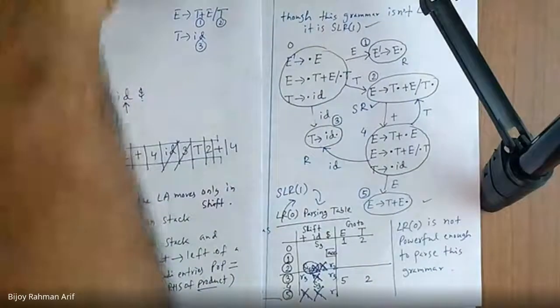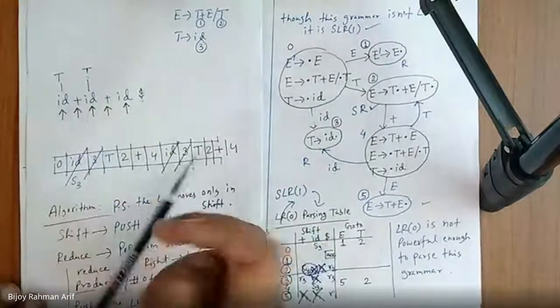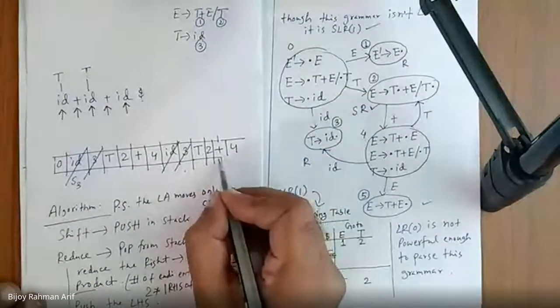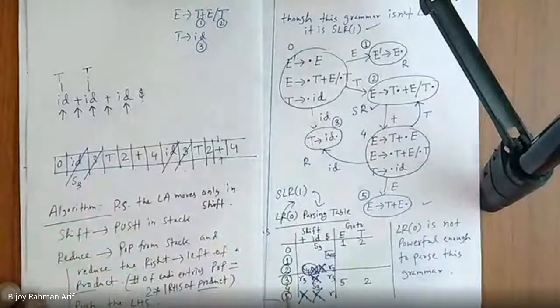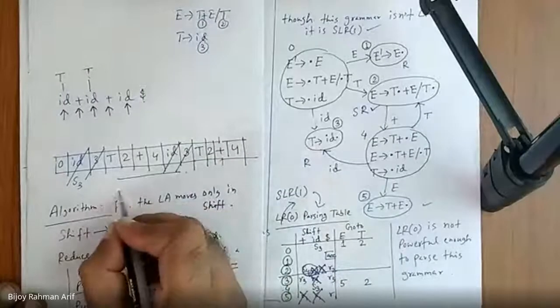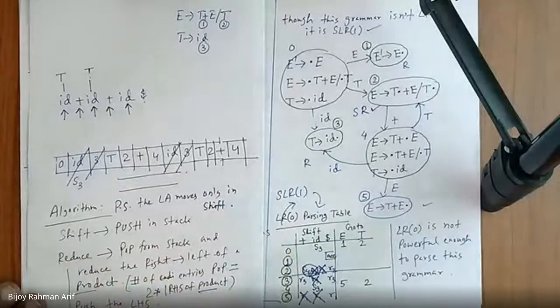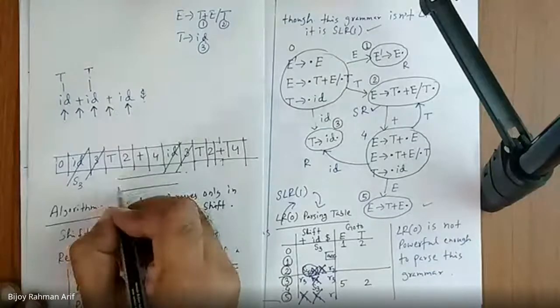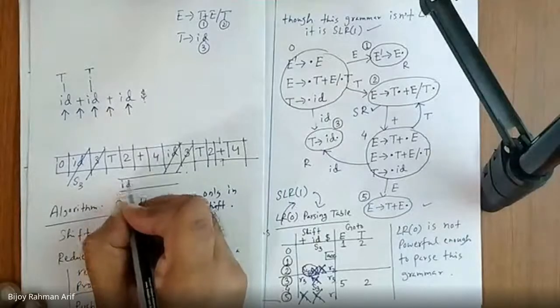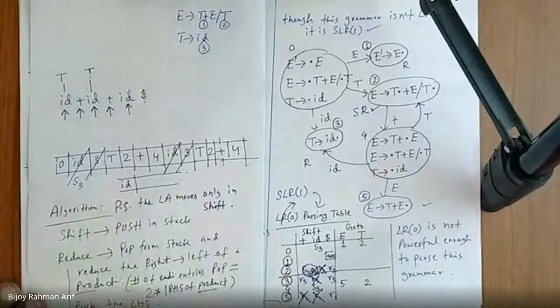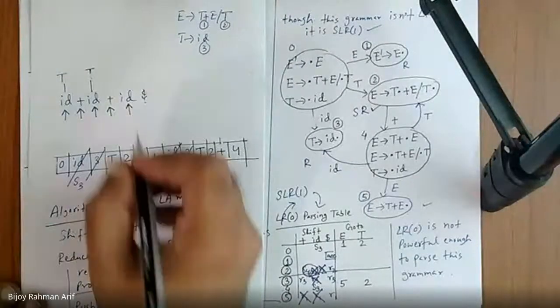All right. Now 4 is sync ID. What is the entry? Shift 3. So let's go back. Shift 3. So what I'm going to do, I'm going to push ID. And what will be the new state? 4. Then it is a shift move.